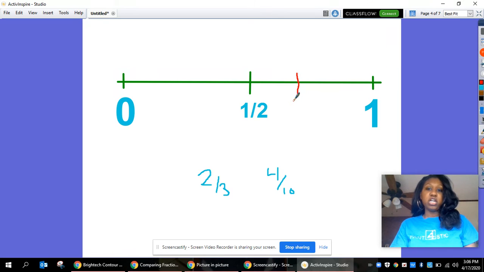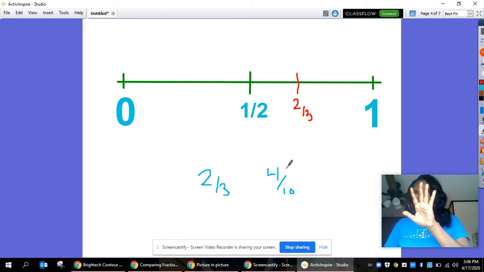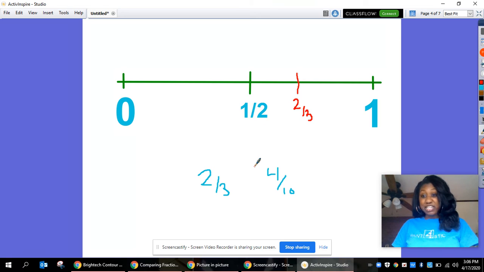So I'm going to put it over here on this side because 2/3 is larger than 1/2. And when I'm talking about numbers that are larger on my number line, I know that I'm moving towards the right-hand side. Okay, now 4/10. If I have 10 and I split it in half, boom, we got 5. So 4/10 is less than 5/10, which means we have less than half.